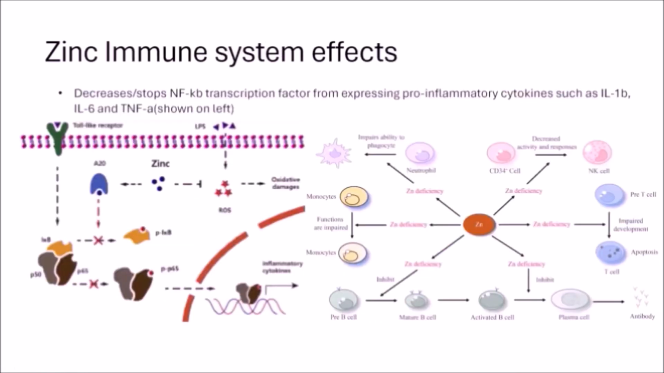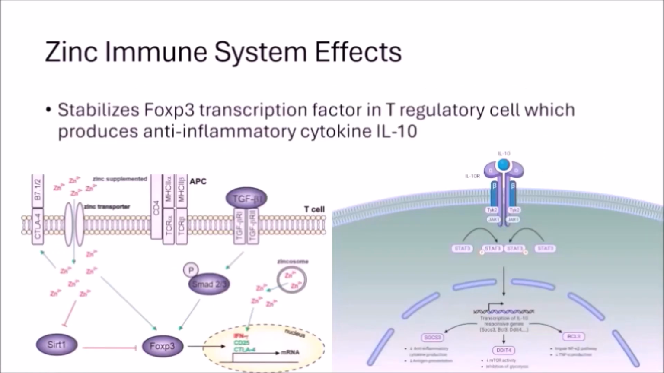Zinc also decreases NF-kappa B transcription factor, which when it binds to the DNA ultimately will lead to a translation of cytokines like interleukin-1 beta and interleukin-6 and TNF-alpha. So you can see that here. We won't get into the particular mechanisms, but last, for the immune system, it stabilizes the FOXP3 transcription factor, which helps to produce or translate the inflammatory cytokine interleukin-10.